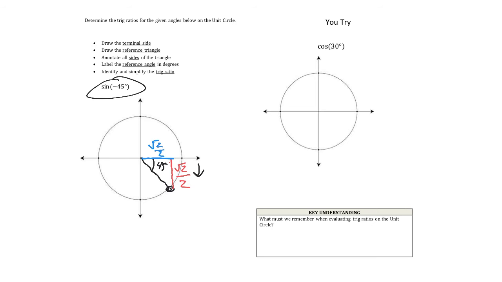Now we should always check our signs because I'm in quadrant 4. So I'm going right and down. So this is actually negative. Negative square root of 2 over 2 for the down. Boom. And I know my hypotenuse is 1. So if I want sine of negative 45, I know sine is opposite over hypotenuse because of SOHCAHTOA.